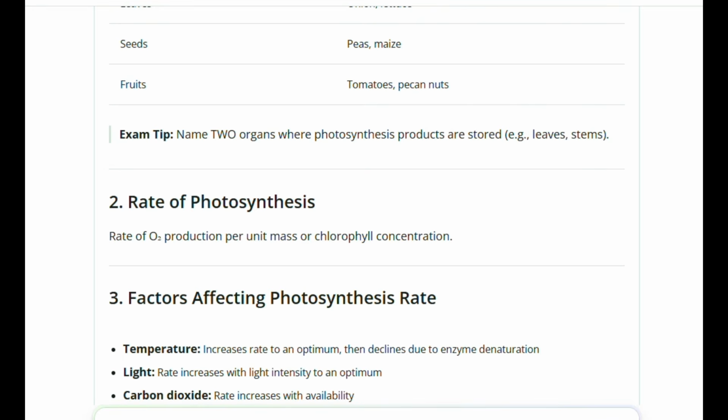So let's start with temperature. Temperature increases the rate to an optimum level, then declines due to enzyme denaturation, right? So basically temperature will increase, then there will be a certain level where it starts to level off. It no longer increases that much. So it increases the rate to an optimum, then after that, it will decline, right? Why is it declining? It will decline because of enzyme denaturation.